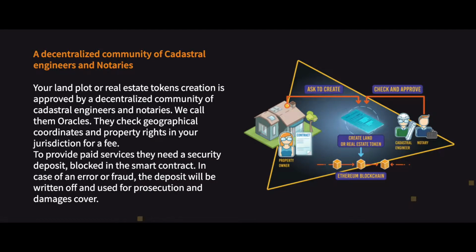In Galt Project, you can create an Ethereum ERC721 token for your land plot or real estate. The token represents your ownership record, which is impossible to fake. Tokens are used for commercial purposes or for self-governance between owners. You cannot create tokens by yourself.